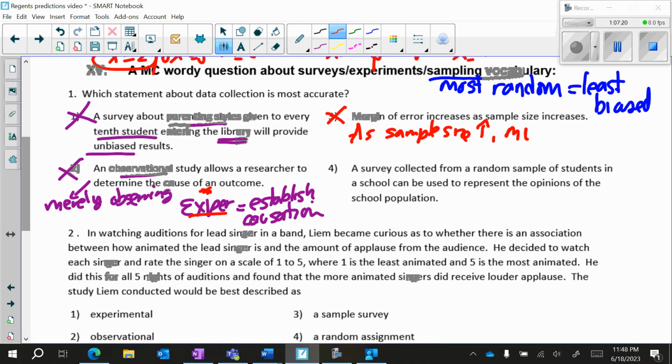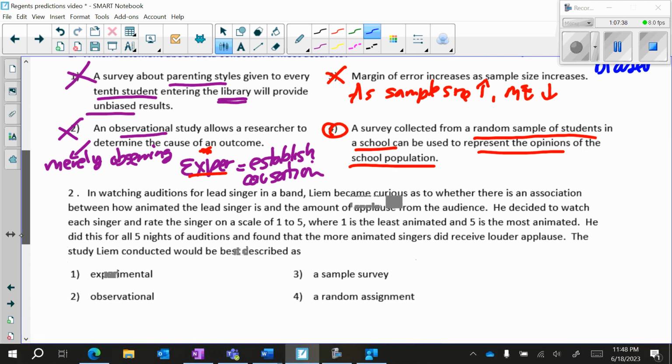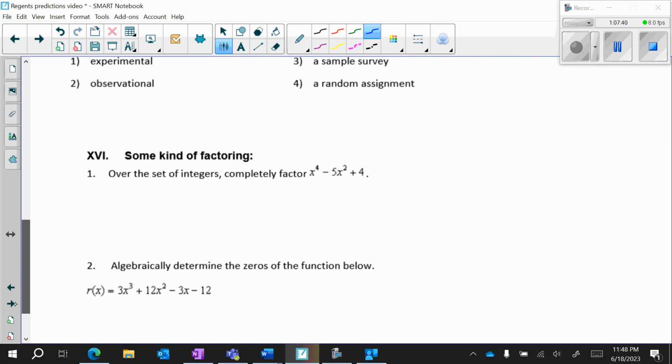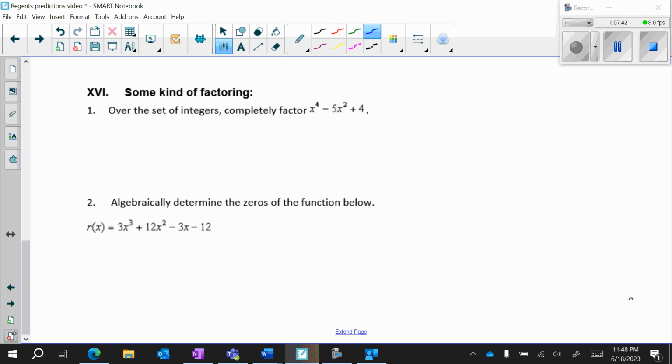A survey collected from a random sample can be used to represent the opinions of the school. So if I took a random sample of students from the school, it should be able to represent students from the school. The sample should be taken directly from the population of interest. Okay, so number 2 is similar. Just read it, make a choice.